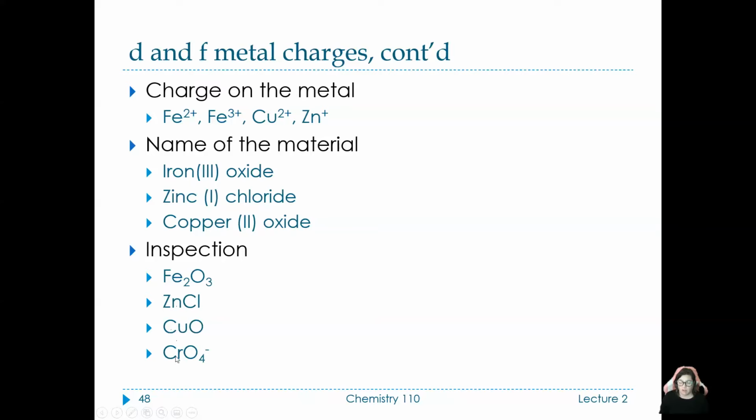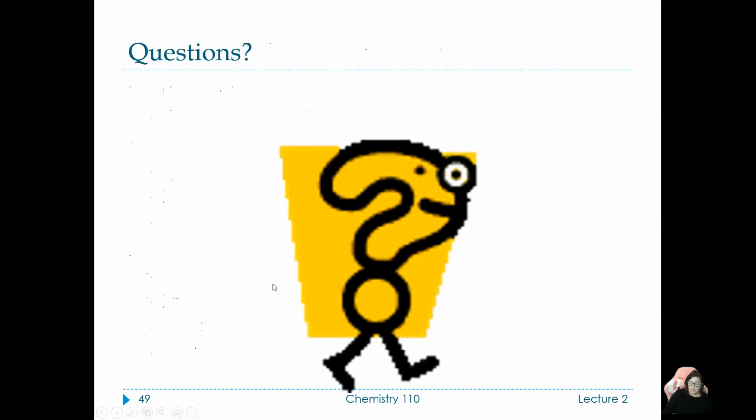And Cr, in this case, since oxygen is 2-, we have 4 of them, so that's a total of 8-. But we want one of those minuses left, so we need Cr to be +7 to make that work. Okay, in that particular case, that's what it is. All right? Questions on that?